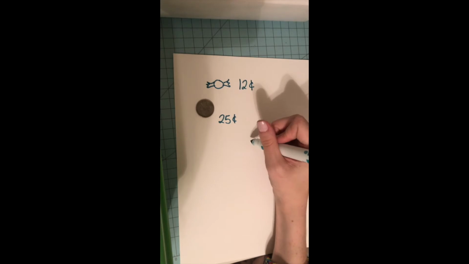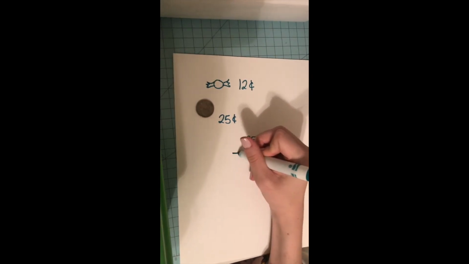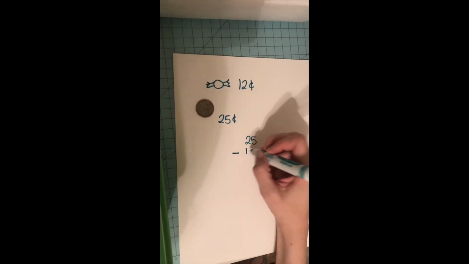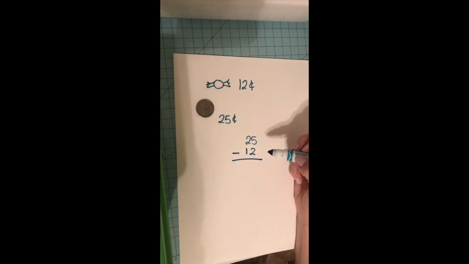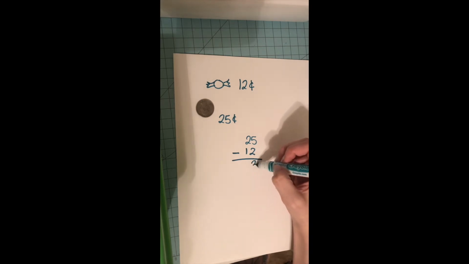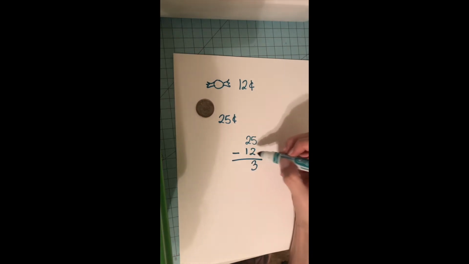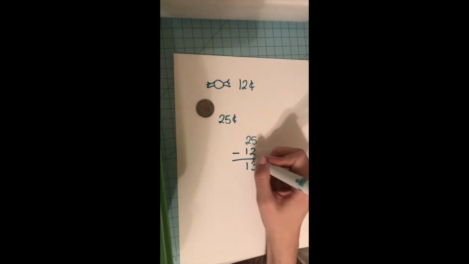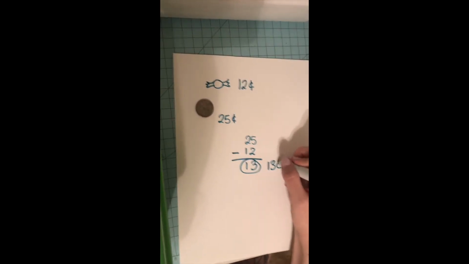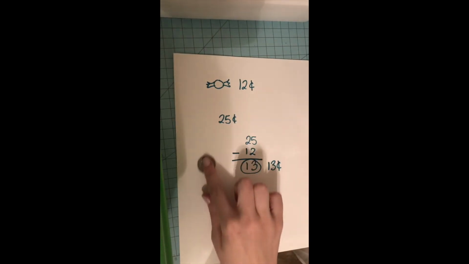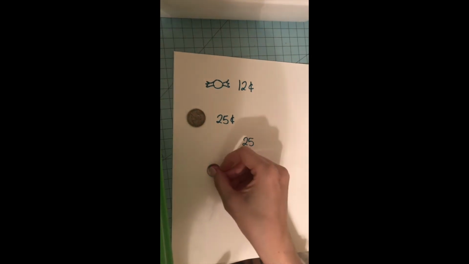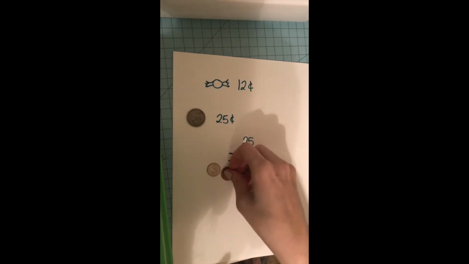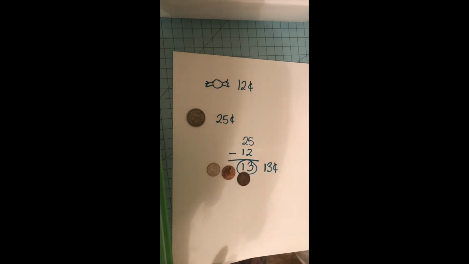I'm going to take my 25 cents and take away the 12 cents that it really costs. What is 5 take away 2? It would be 3. And what is 2 take away 1? 1. So that means that I would get 13 cents back. So if I gave them a quarter for 12 cents a piece of candy, they're going to give me back a dime, penny, penny, penny.